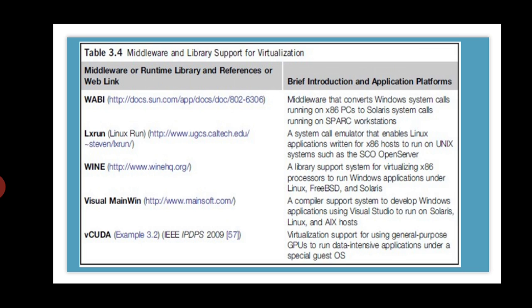And coming to Wine, it is a library support system for virtualizing x86 processors to run Windows applications under Linux, FreeBSD and Solaris. And coming to Visual MainWin, it is a compiler support system to develop Windows applications using Visual Studio to run on Solaris, Linux and AIX hosts.